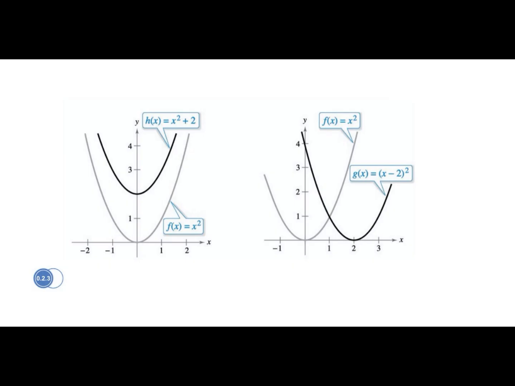h(x) = x² + 2 is just f(x) = x² shifted up 2 units. The parabola stays the same, but its vertex moves from (0, 0) to (0, 2). On the right, g(x) = (x - 2)² is just x² shifted right 2 units. The vertex moves from (0, 0) to (2, 0).